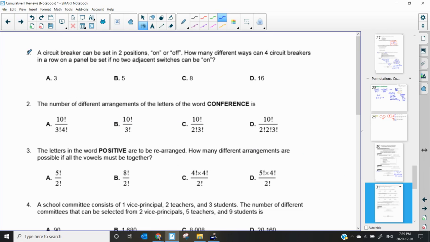Looking for keywords, sometimes, like this question here, I would actually draw out a tree diagram to figure out what all of my outcomes are and then break that down there to see how many combinations I have. When we're dealing with words like conference, you always have to remember to divide by your repeats. So don't forget that if there's repeating letters, we need to divide them out when we're using factorial notation.